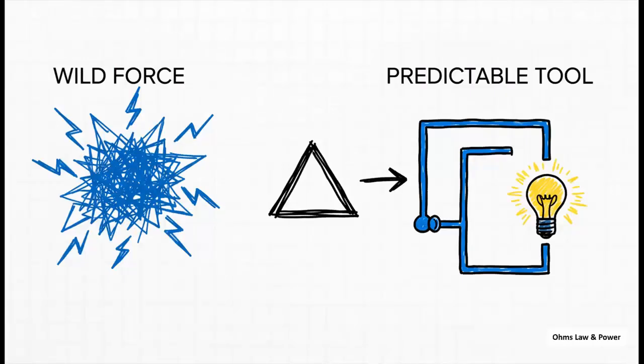So why does any of this matter? What's the big deal? Well, this one simple law is what lets us control electricity. It's how engineers can design a circuit and know exactly how it's going to behave. They can predict precisely how much current is going to flow, which means our gadgets work the way they're supposed to and they don't blow up. It's what turns electricity from this wild, chaotic force into a predictable, useful tool.